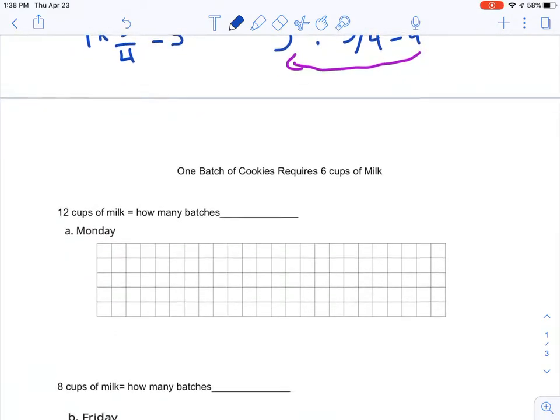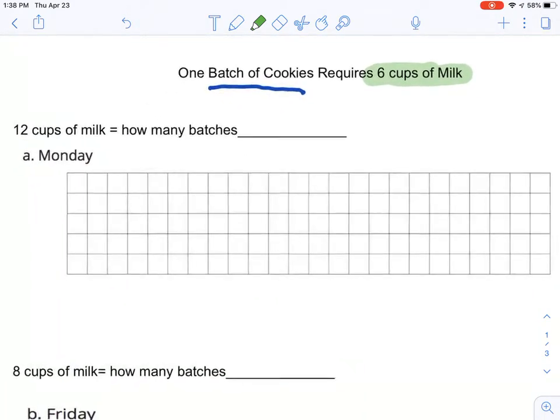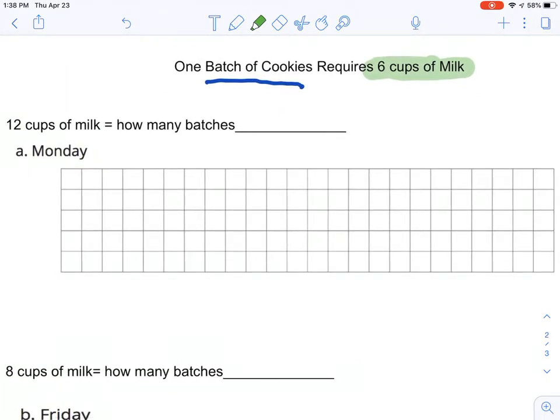Okay, so in this next question, we are going to be creating batches of cookies. Excellent. Now for this specific batch of cookies, each one requires 6 cups of milk. You know, these cookies may be a little on the milky side, but alas, it's what the recipe calls for. Okay, so for the first one, we have 12 cups of milk. Let's see how many cookies we can make.